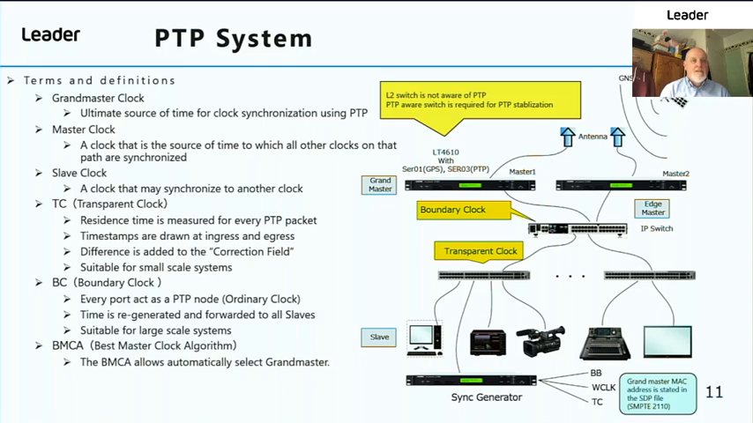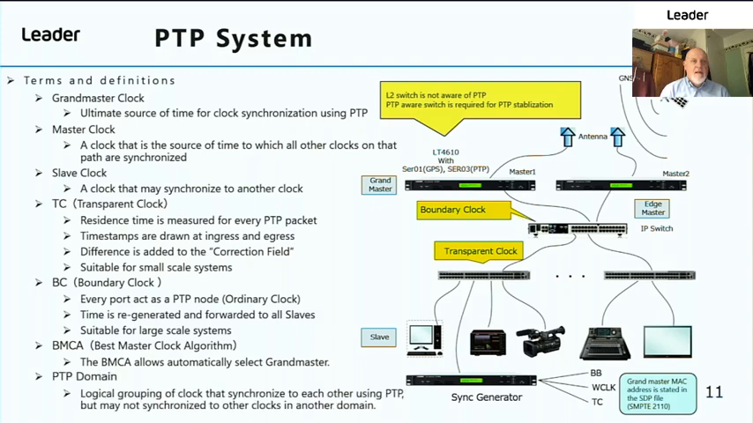We then have the best master clock algorithm, and this is used to automatically select the Grand Master. A PTP domain is a logical grouping of clocks that synchronize to each other using PTP, but may not synchronize to other clocks in other domains.